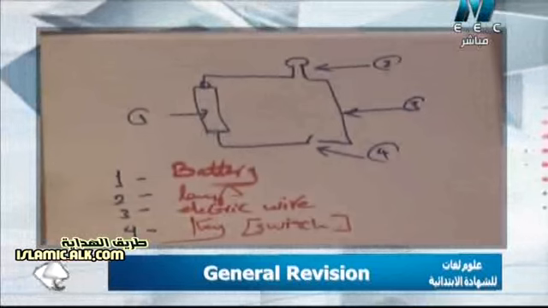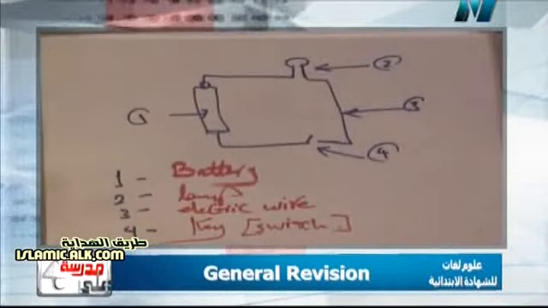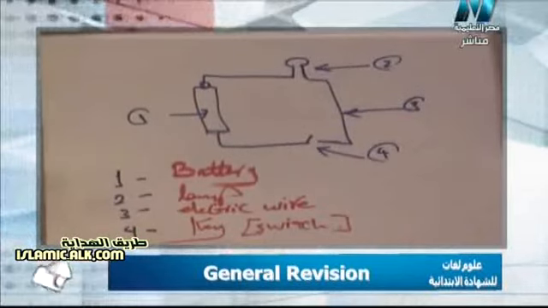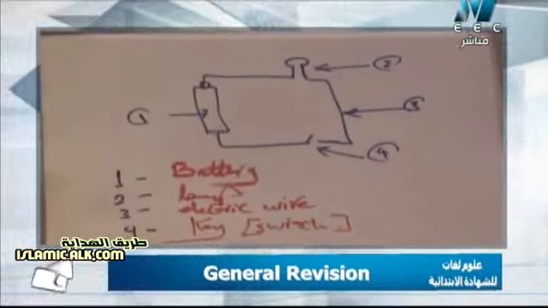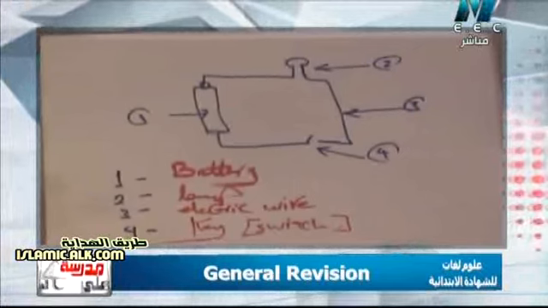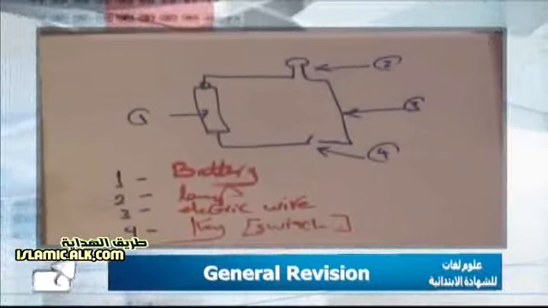So what about the electric wire? It connects the electric charges or the electrons from the battery to the lamp. It carries the electricity from the battery to the lamp. So what about the key? It controls, or it opens and closes, the circuit.